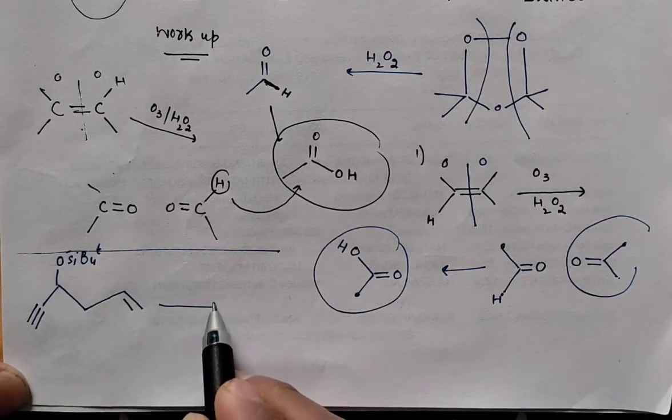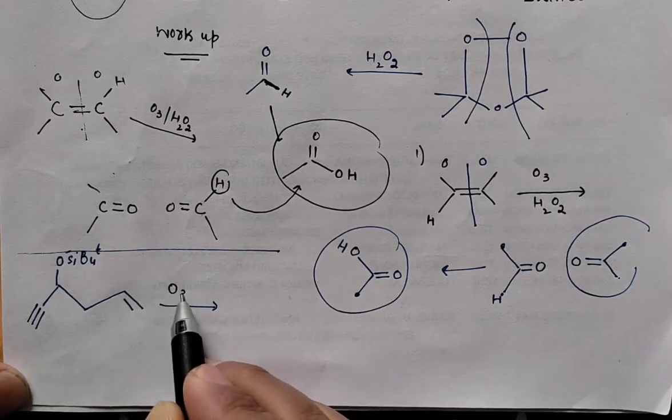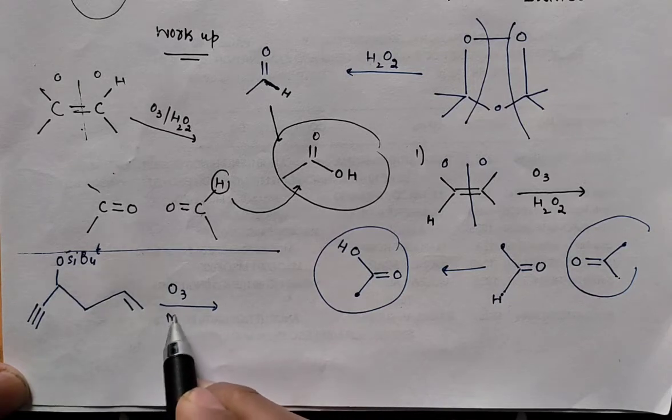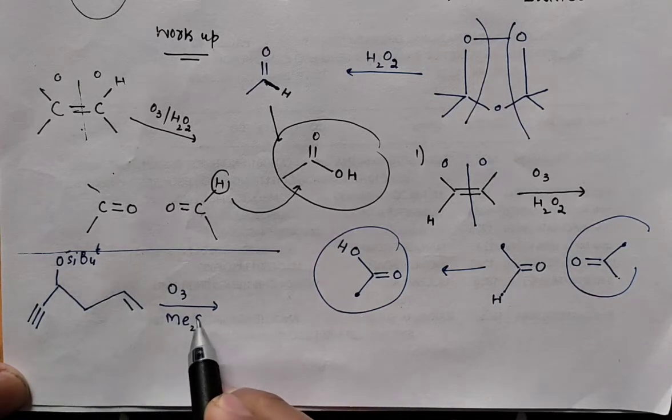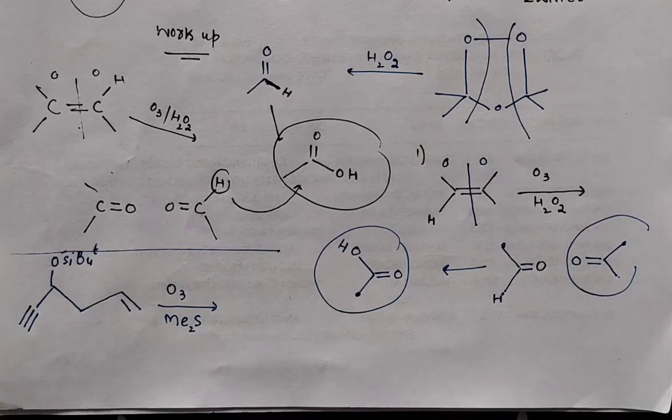and it's written oxygen, that's ozone, and dimethyl sulfide, DMS, or you can write this. So you have a double bond also, a triple bond also. Remember this, if you have a double and a triple bond present in the compound, and you want to do the ozonolysis in presence of dimethyl sulfide, that means you are going for reductive breakdown, reductive cleavage.